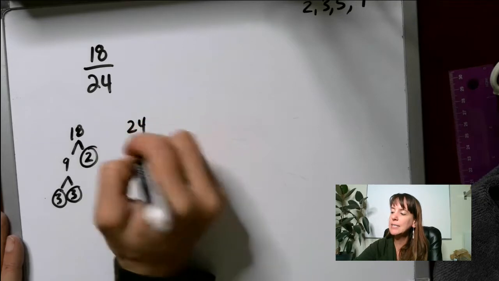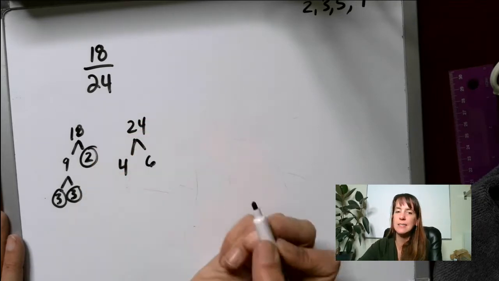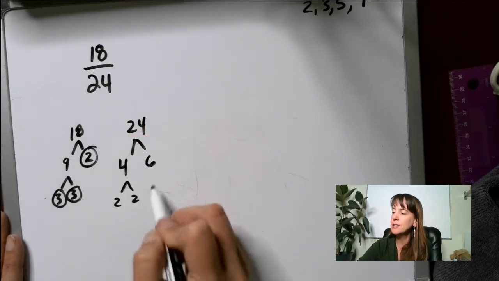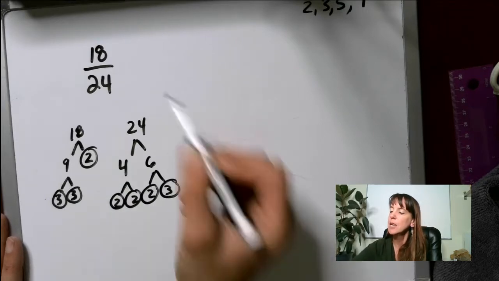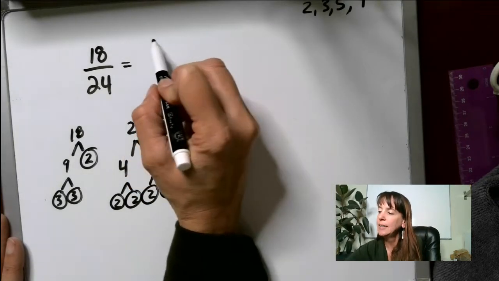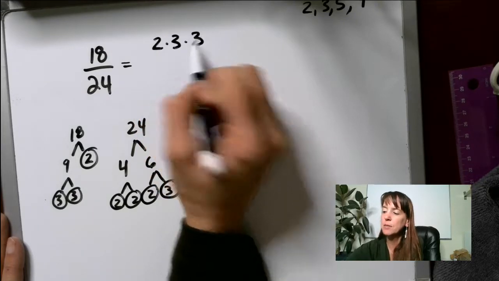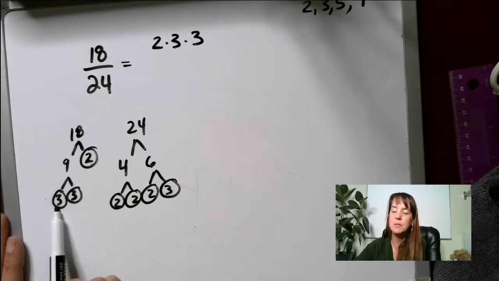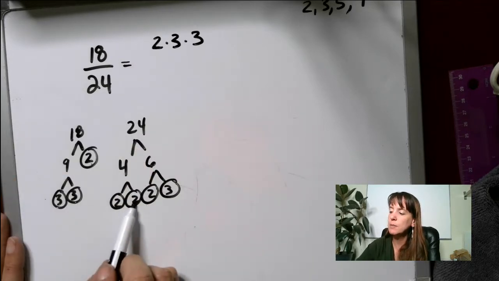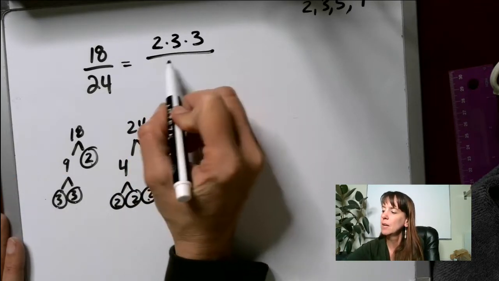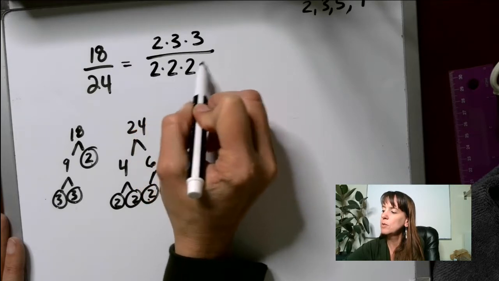24, I can break that down into 4 and 6. This becomes 2 and 2. This becomes 2 and 3. All those are prime numbers, right? So 18 is really 2 times 3 times 3. 2 times 3 is 6, times 3 is 18. 24 is 2 times 2 times 2 times 3.